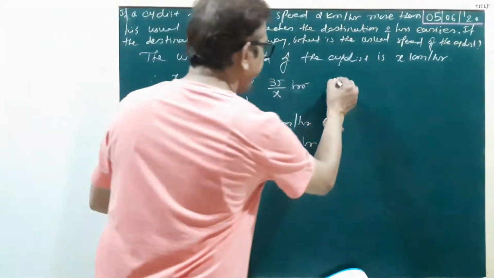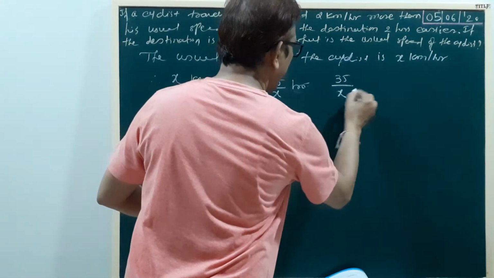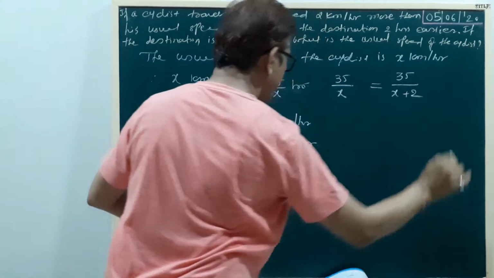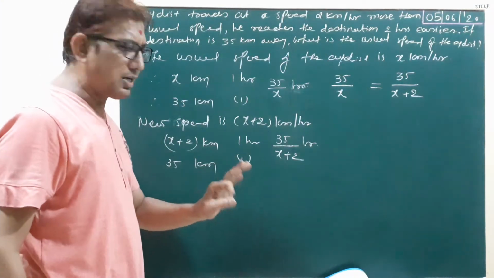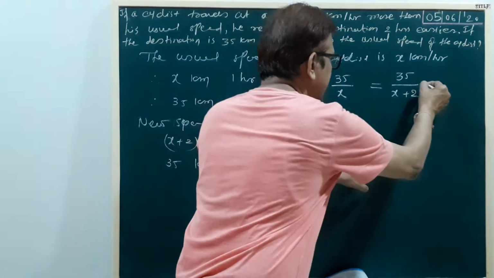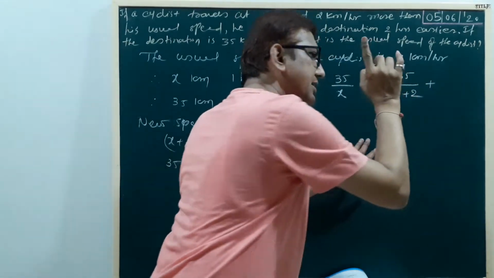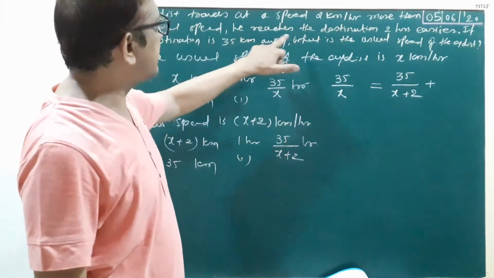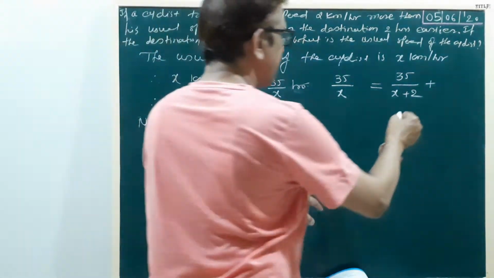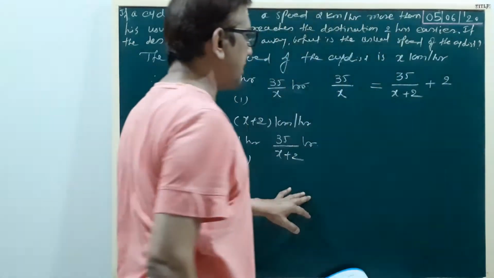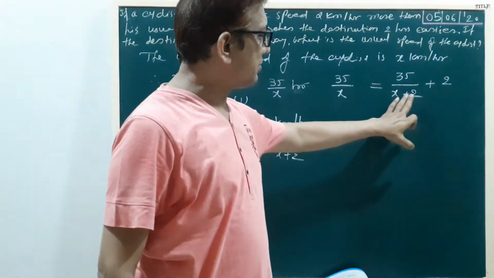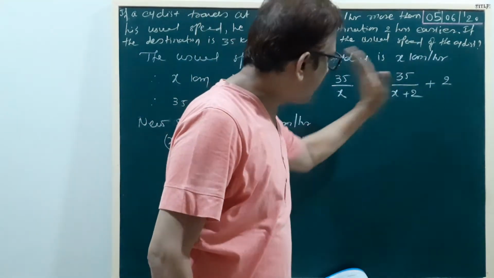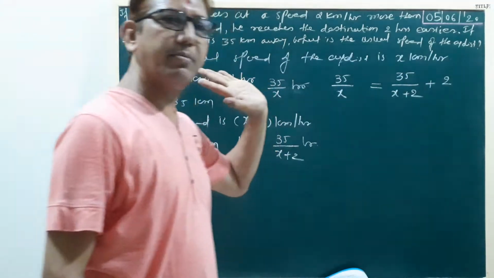Now compare 35 upon x and 35 upon x plus 2. In the last video lecture we already discussed, if here plus sign, then here plus sign; if here minus sign, then here minus sign. Now look at your timing. He reaches the destination 2 hours earlier, so here plus 2. Clear? Here the denominator is x and here x plus 2. The greater denominator makes the answer smaller. So we put plus sign on the smaller one, otherwise minus sign here.